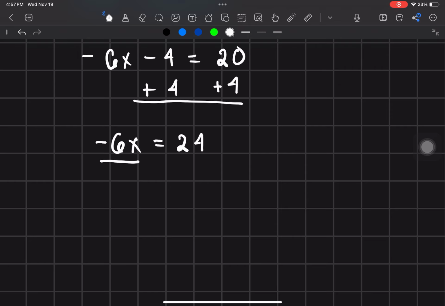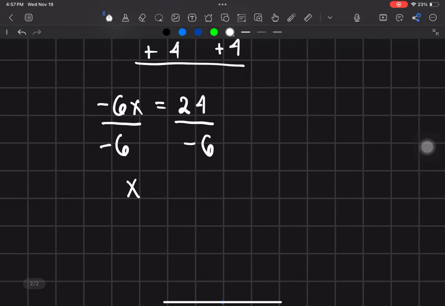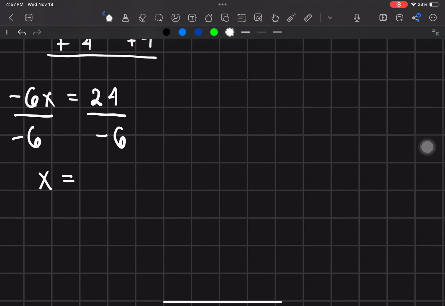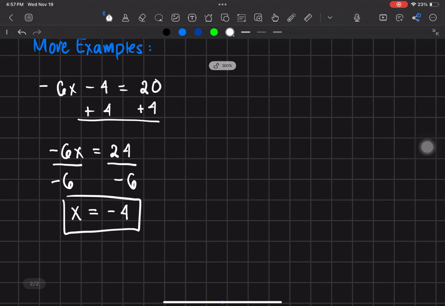So first, let's do the division by negative 6. So we divide both sides by negative 6. Negative 6 divided by negative 6 is simply 1 times x. That's simply x, equal to 24 divided by negative 6, which is negative 4. So that is our final answer.